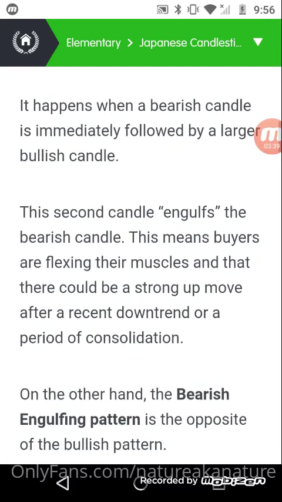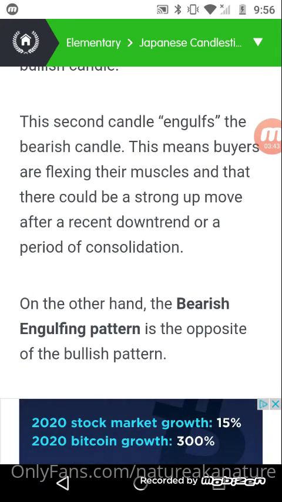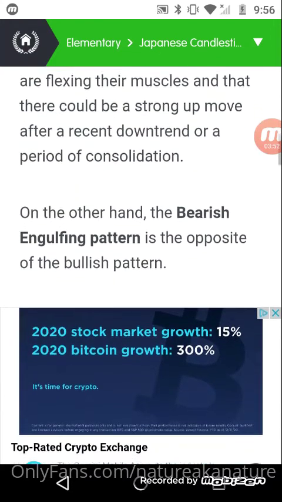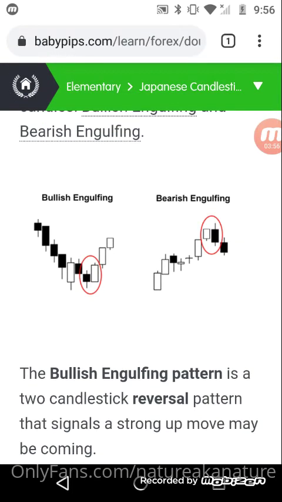On the other hand, there is the bearish engulfing pattern. Bullish engulfing means it's going up. Bearish engulfing means it's going down. One more time right here, you usually see it on an uptrend, or during a period of consolidation after an uptrend or some major move up. You'll see this a lot, double candlestick patterns, bullish and bearish engulfing patterns.